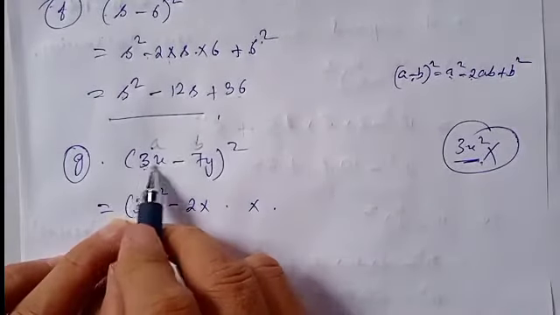Okay, you try one question. I'll give you one: (2x + 6y)(2x − 6y). You can take 2x as a and 6y as b, and please solve this one by using this identity. Okay, homework.